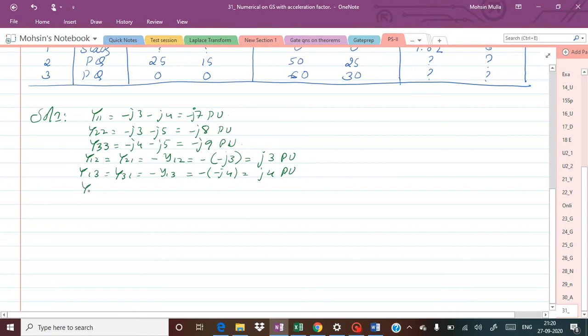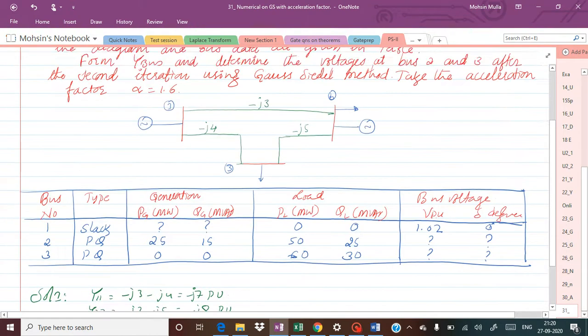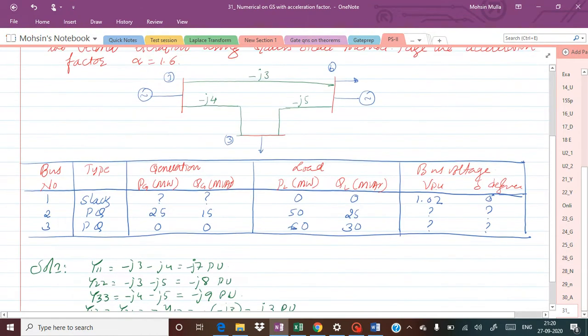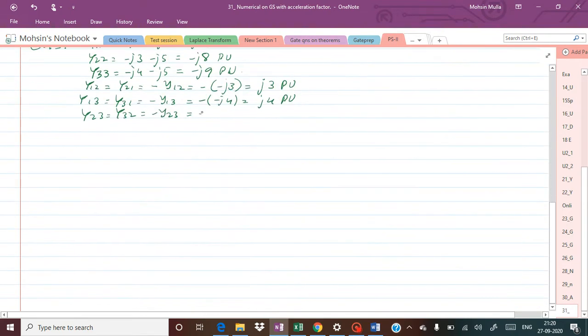Similarly Y23, which is also Y32, is minus Y23. What is connected between 2 and 3, where this is the second bus and this is the third bus, is minus J5, so minus of minus J5 is going to be plus J5 per unit. Okay, so these are the admittances of the elements of the Y bus.